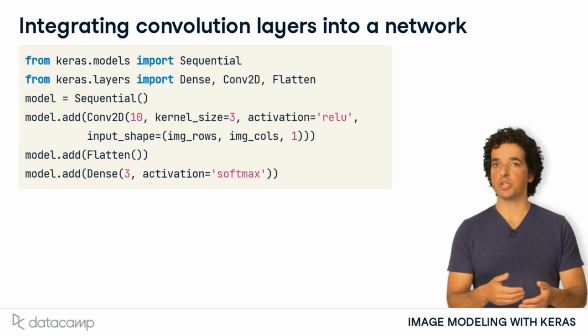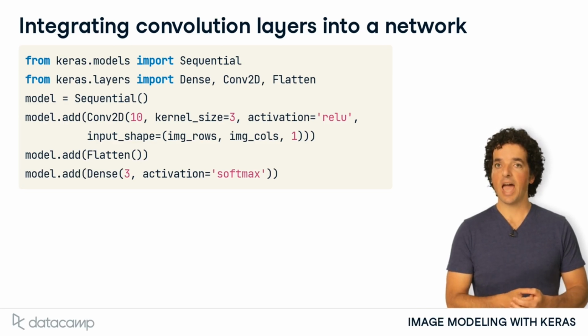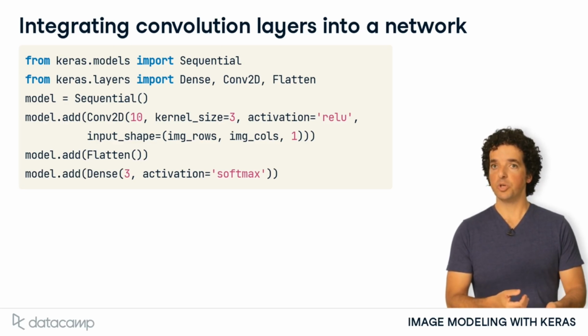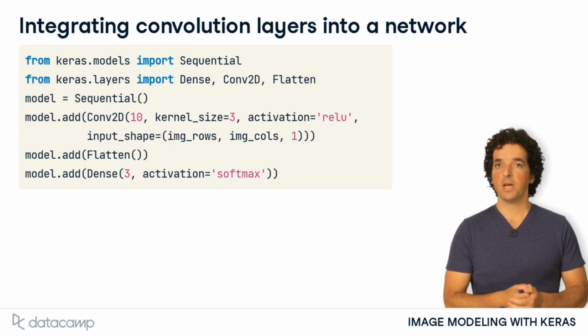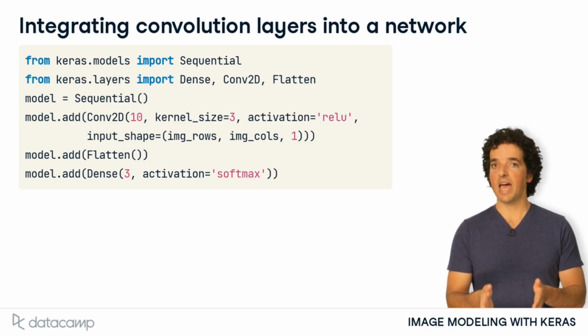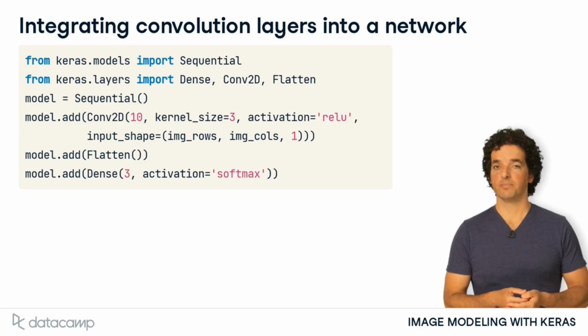We initialize a sequential model and add a first convolution layer. In addition to the function arguments that I showed you before, the number of units, the kernel size, and the activation function, here we use the ReLU activation, we also add the input shape. This is the size of each of the input images to the network. For example, for the images of clothing that we have been using, we might have image rows and image columns both equal to 28.